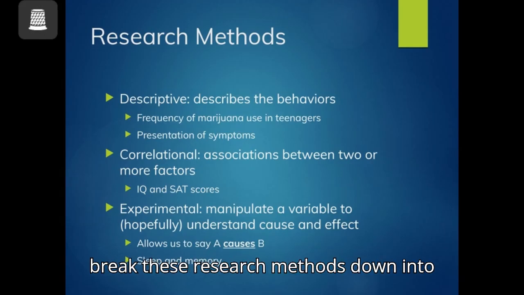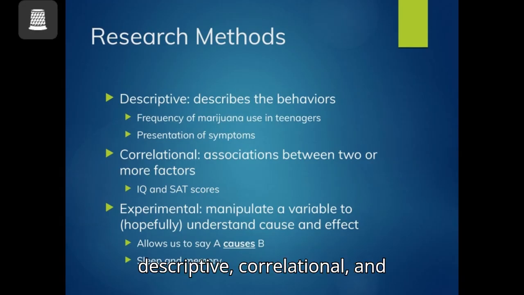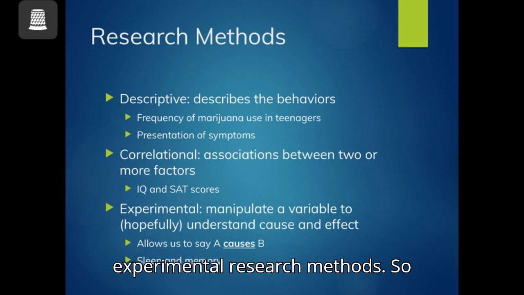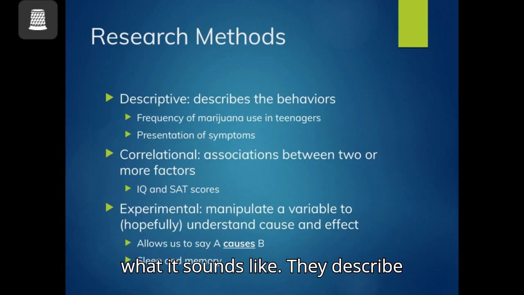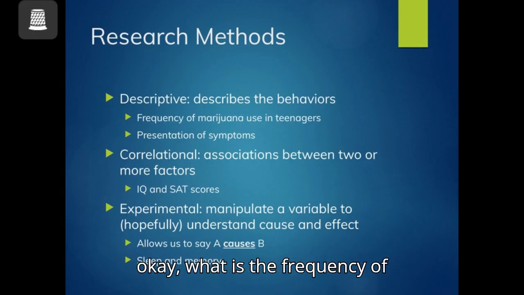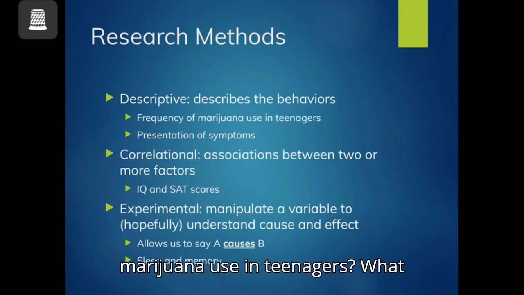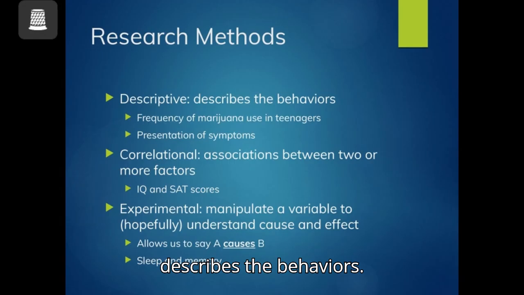Now, I can break these research methods down into three main purposes. We can have descriptive, correlational, and experimental research methods. So descriptive research methods do exactly what it sounds like. They describe behaviors. So we're not getting any relationships. We're just saying, okay, what is the frequency of marijuana use in teenagers? What does schizophrenia look like? So this describes the behaviors.